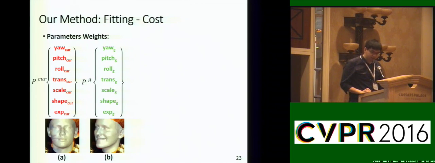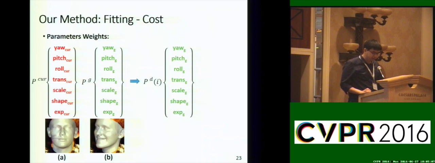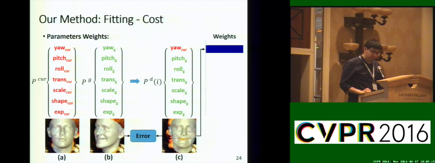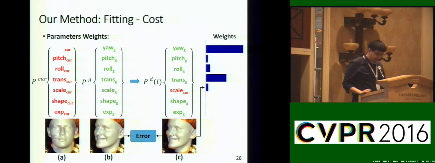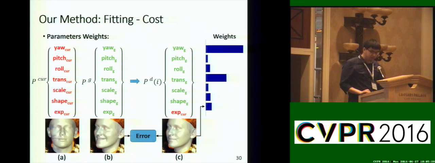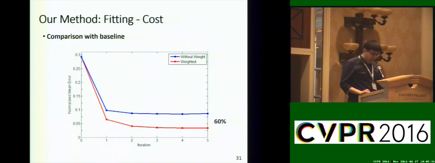Our purpose is to compute the weight of the yaw angle. In the ground truth parameter, we replace the ground truth yaw angle with the current yaw angle and reconstruct the 3D face. The error between the ground truth 3D face in B and the missed yaw face in C is evaluated as the weight of the yaw angle, and the other weights are computed in the same way. We can see that larger landmark error gives larger parameter weight, which further means higher priority during CNN training. In this figure, we can see that by incorporating the weights, the landmark error is reduced by 60%.